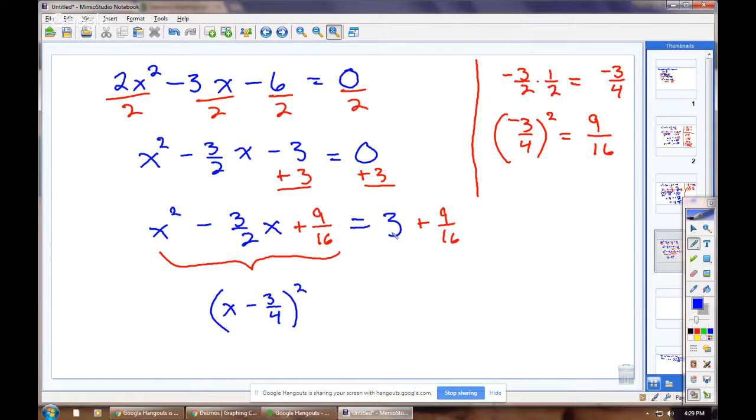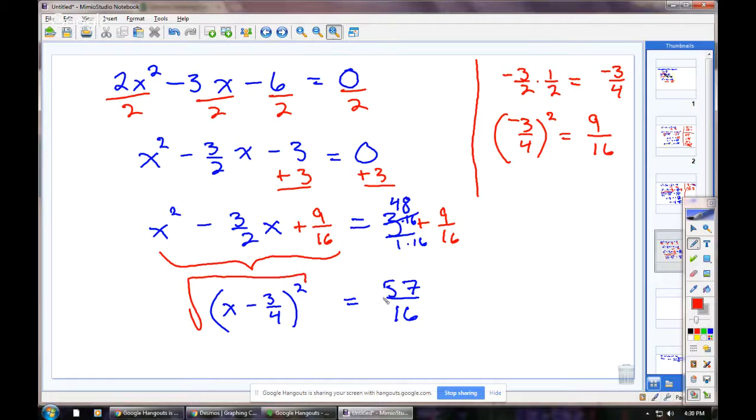Little arithmetic on the other side, 3 over 1. Common denominator would be 16, so we multiply 16 top and bottom. 3 times 16 on a good day is 48. 48 and 9 is 57, so I get 57/16 on the other side. Since we have our perfect square, we can go ahead and take the square root of each side. And so now I get x minus 3/4. And we just got to live with fractions sometimes.